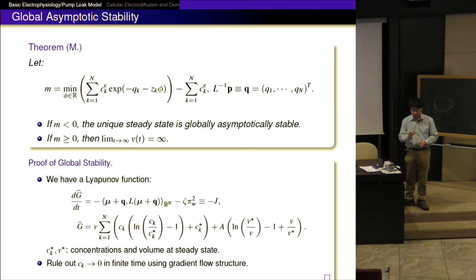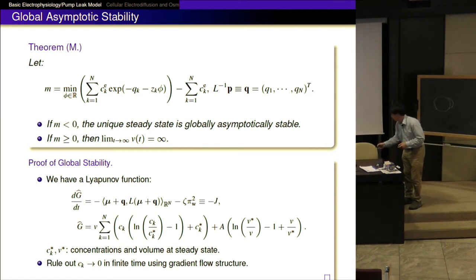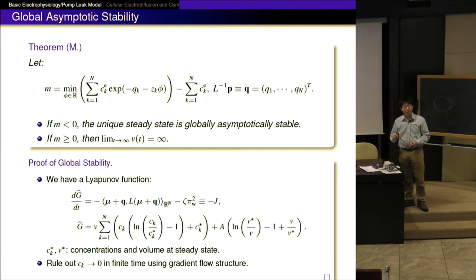But it turns out that you can define another Lyapunov function, which is basically a renormalized version of this energy function. In some sense, what this function g hat is doing is measuring the free energy with respect to the steady state. And that mathematical construct has this monotonicity property, so that you can use it to show that this state is globally asymptotically stable. So in some sense, what the pumps are doing is shifting the free energy landscape so that the steady state is stable. This is the mathematical picture that emerges.